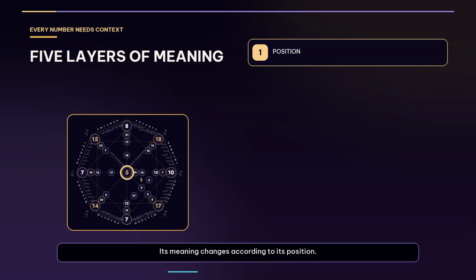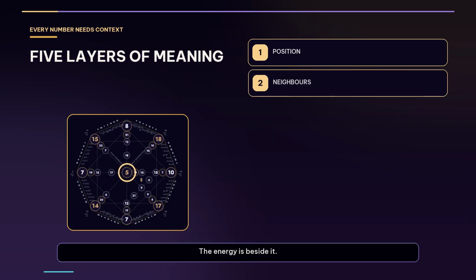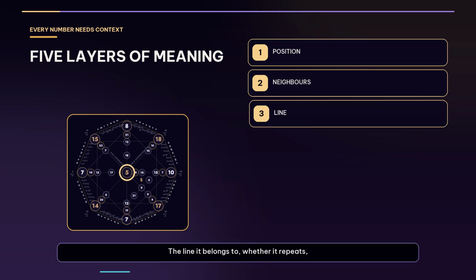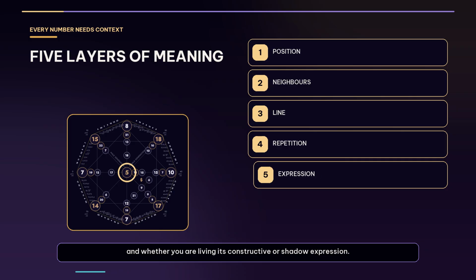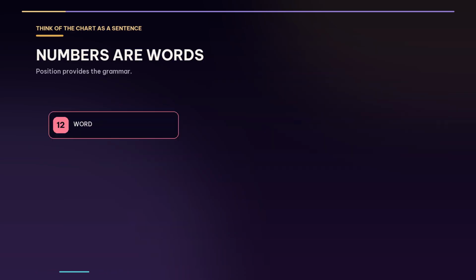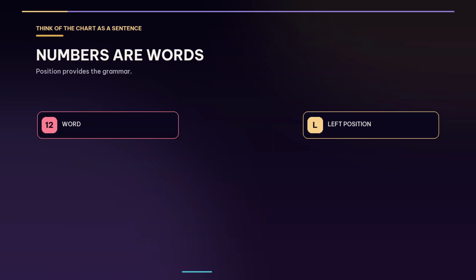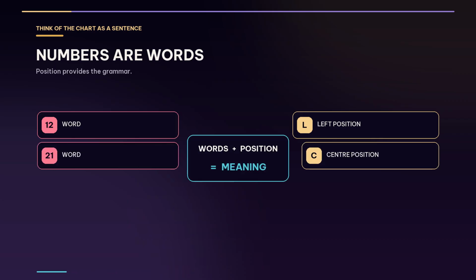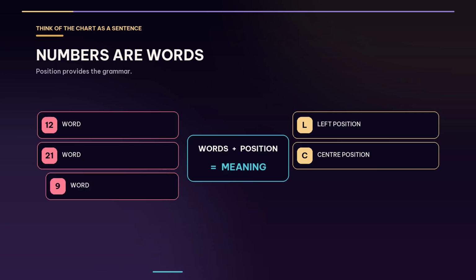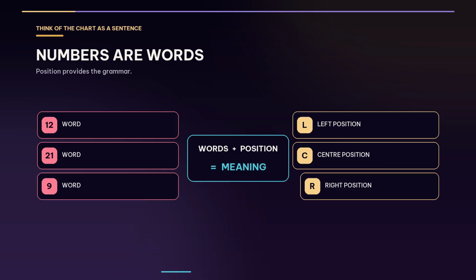Its meaning changes according to its position, the energies beside it, the line it belongs to, whether it repeats, and whether you are living its constructive or shadow expression. Think of the chart as a sentence. The numbers are the words, but their positions provide the grammar. Reading random numbers is like pulling 3 words from a page and trying to guess the entire story.